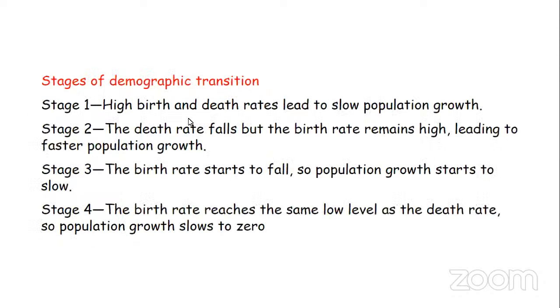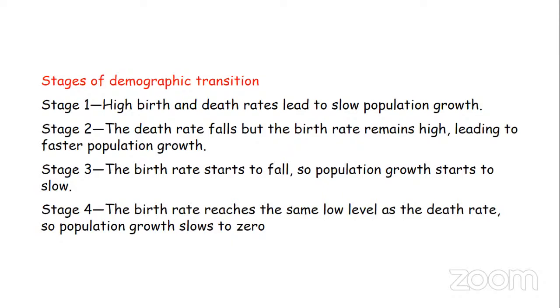So let's check it more here. These are the stages of demographic transition. In stage one, high birth and death rates lead to slow population growth. Both the birth rate and the death rate are high, and even though there is a high birth rate, there is an equally high death rate, so that leads to slow population growth.